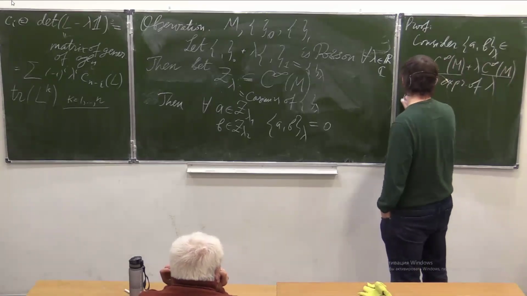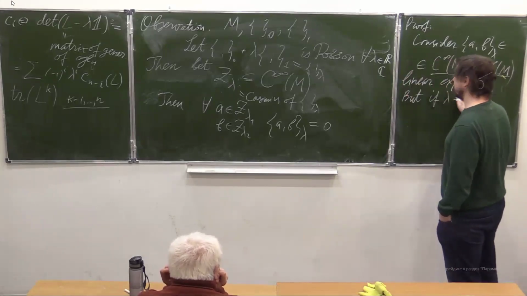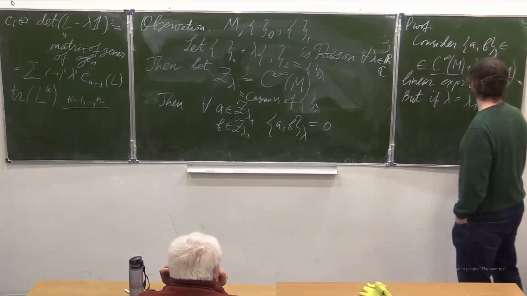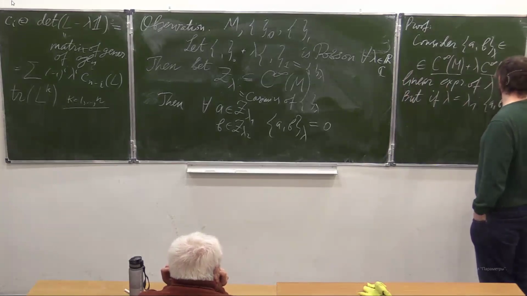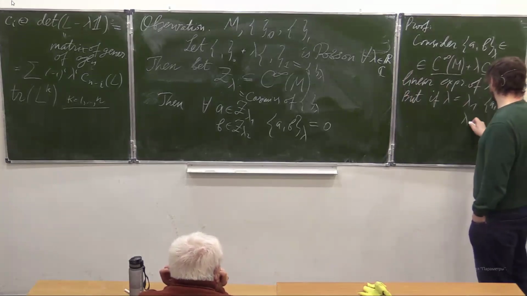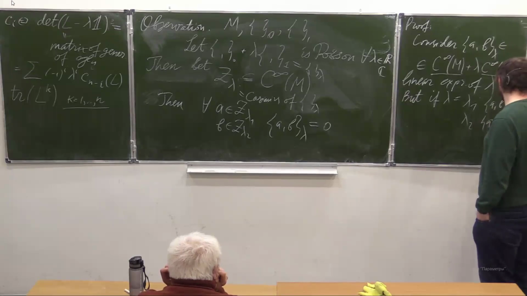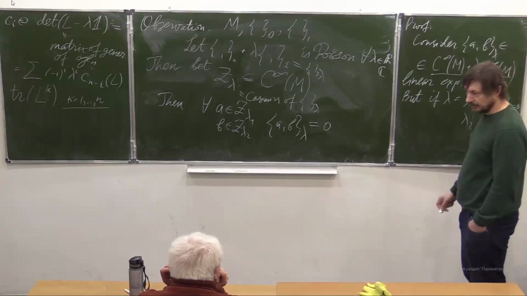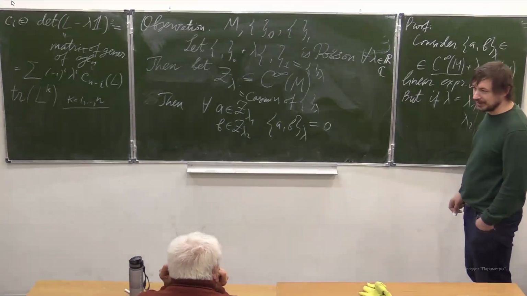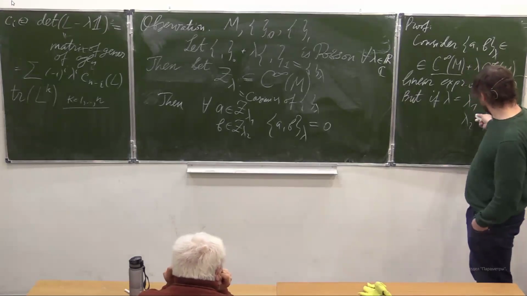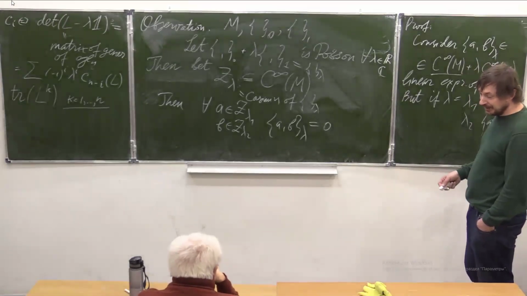But if lambda is equal to lambda 1, it vanishes. And if lambda is equal to lambda 2, it also vanishes. So we have a linear function which vanishes at two distinct points. Well, of course, if lambda 1 is equal to lambda 2, they commute. There is no problem. They are from the same center. But if different, we have a linear function which vanishes at two points. So it means that it should be identically 0.